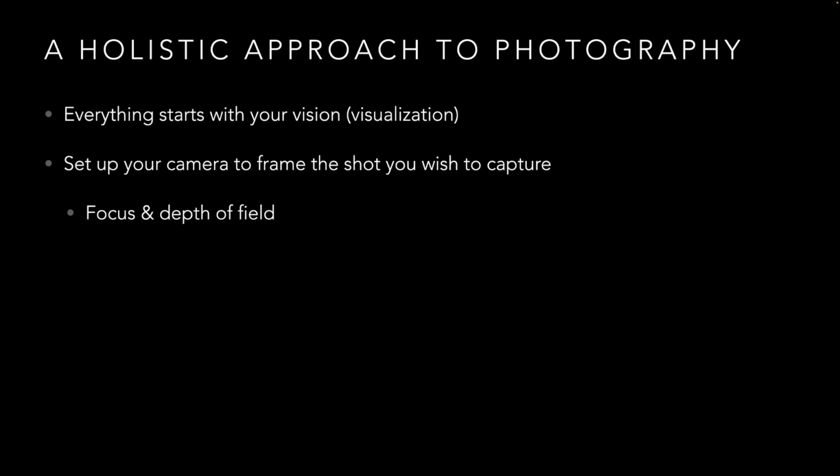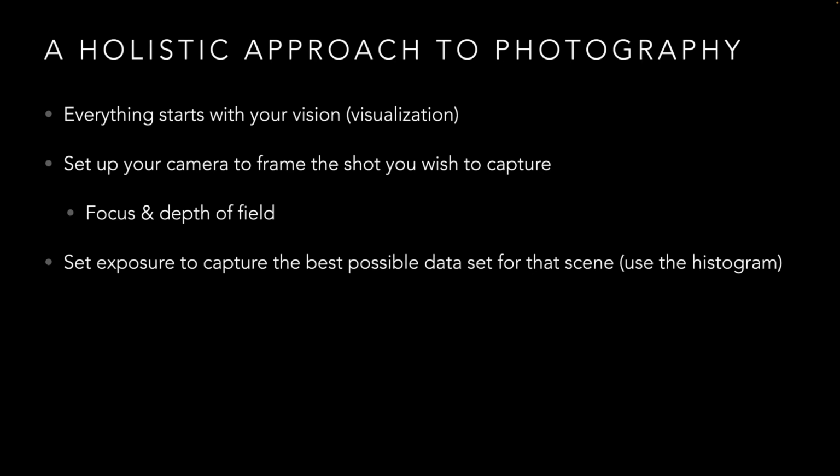Set up your camera to frame the shot that you wish to get. That includes composition, but also the focus, depth of field, all of these settings. Do you want to use a slow shutter speed to capture motion? Do you want to use a fast shutter speed to freeze action? All of these things are important settings for your camera. And then set the exposure in your camera to capture the best possible data set, and that's the raw exposure. That's your digital negative for that scene.